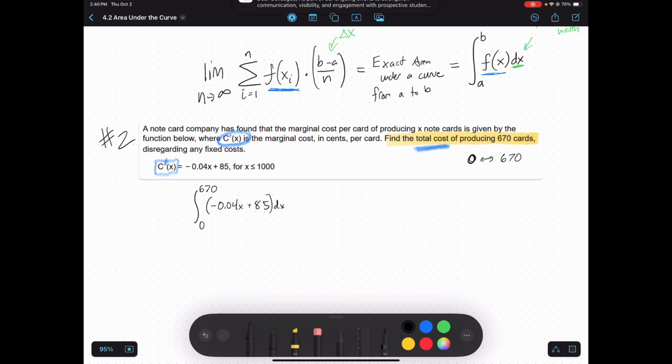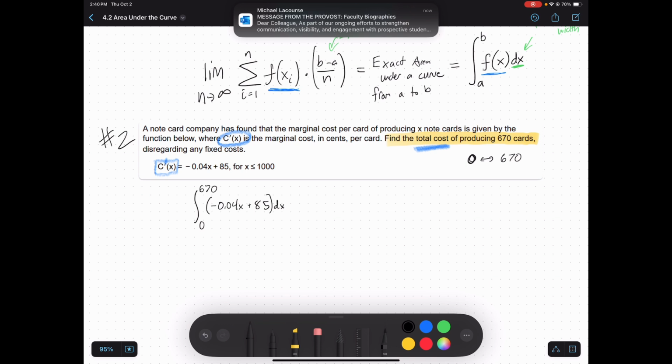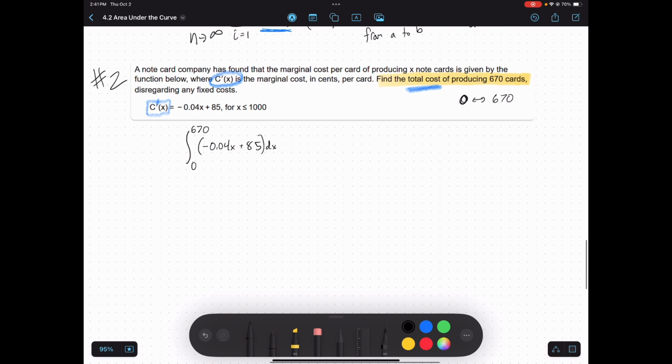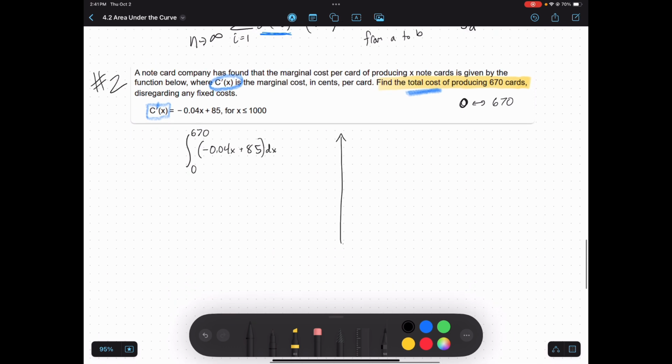Well, how do I do that? Do I need to estimate this one? No, I don't need to estimate this one. This is a linear function. I can find the exact area because this is a straight line. So if I graph this, it can give me a good idea of what this actually looks like. It might be helpful to know where it starts. To get that, all I have to do is plug in 0 to the function and I get 85. I know it's a decreasing function because my slope's negative.